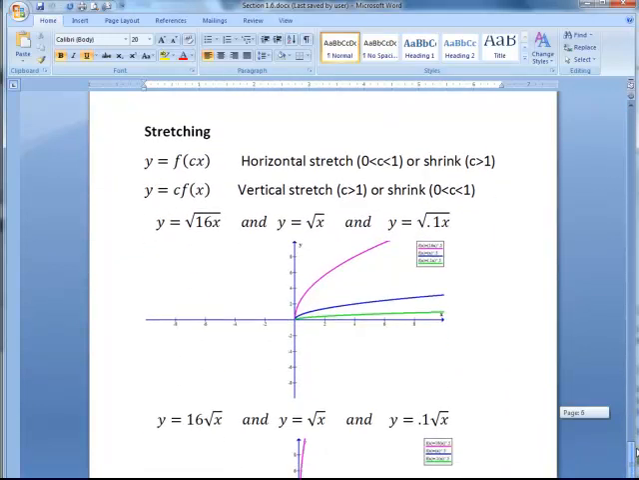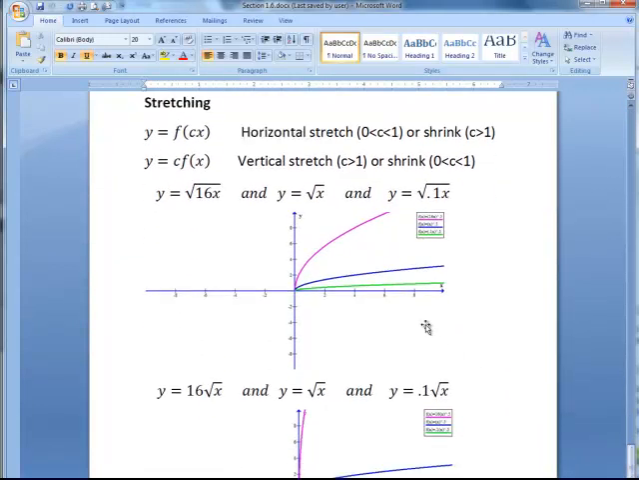The last thing we're going to look at as far as shifting and reflections and whatnot is actually stretching and compressing the graph, or stretching and shrinking the graph. And in this case, instead of my negative signs, I'm going to have my number c again, but I'm not going to be adding or subtracting it, I'm going to be multiplying it. And in this case, if c is inside the function, this is a horizontal stretch if c is between 0 and 1, and a horizontal shrink if c is greater than 1.